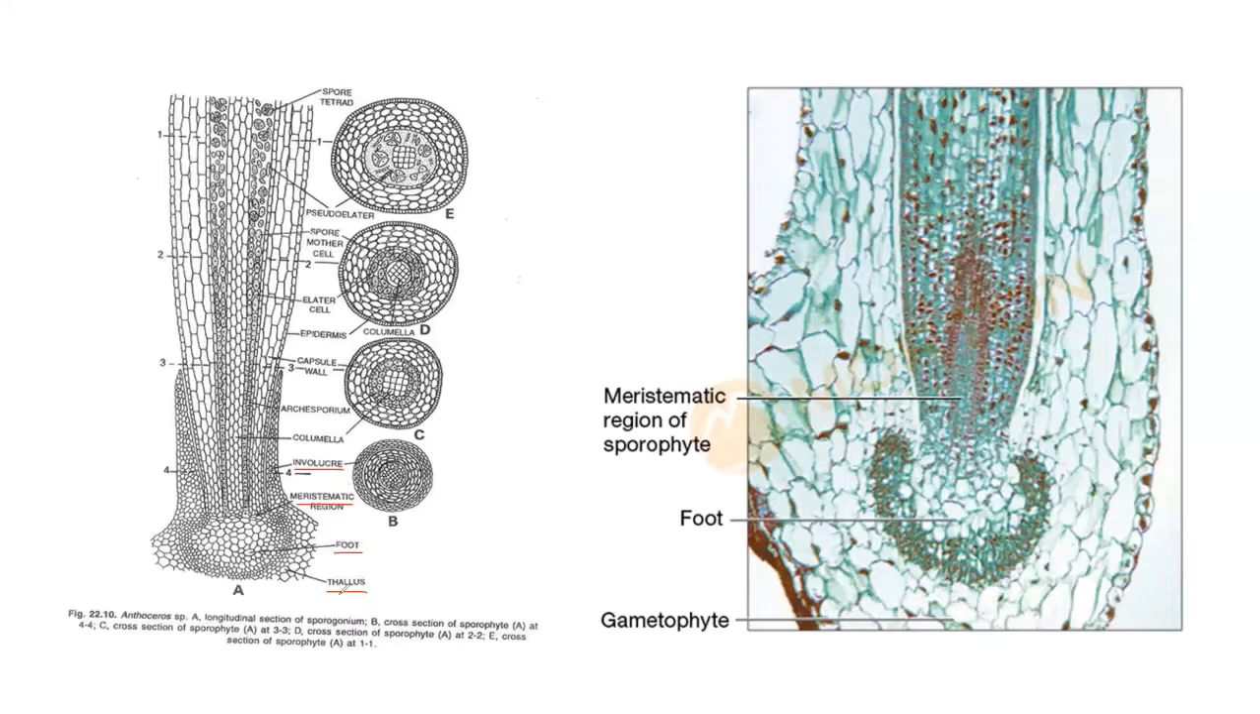Then comes the third important region, that is called as capsule. The capsule is long and cylindrical and it forms the major part of the sporophyte, because externally you are able to see only the capsule. You're not able to see foot as well as meristematic zone. There is an involucre, but involucre is only covering the capsule, which is not a part of the capsule.